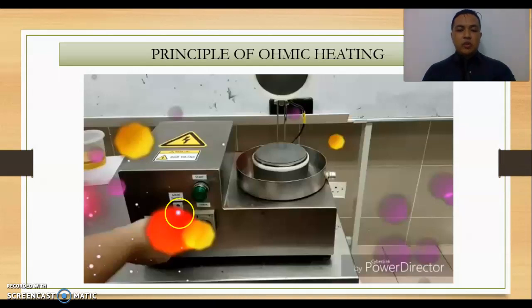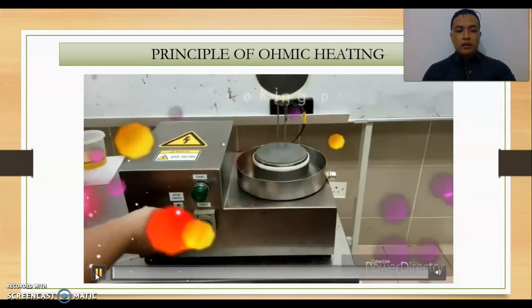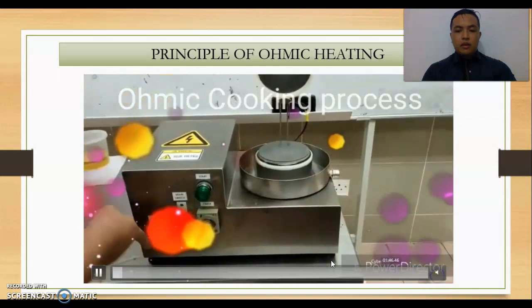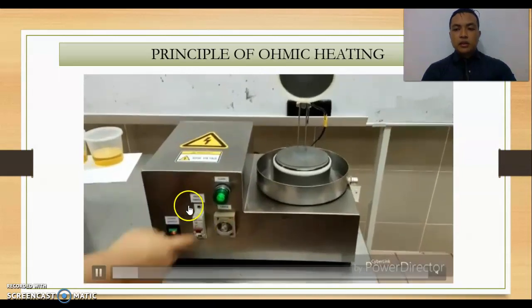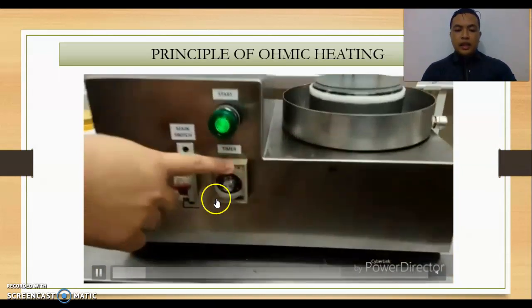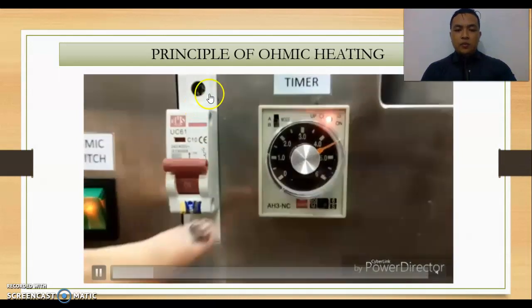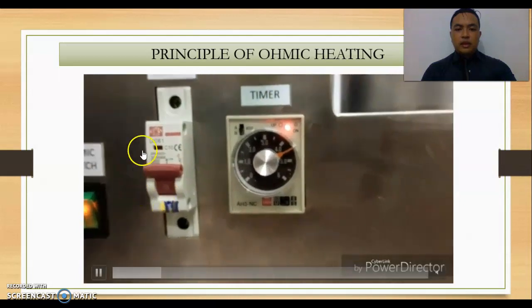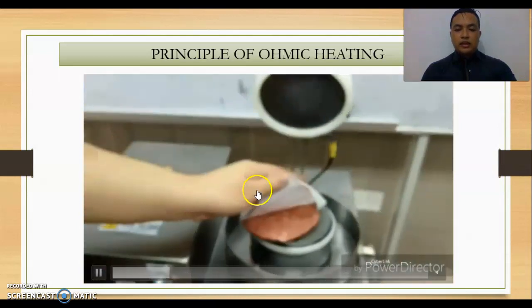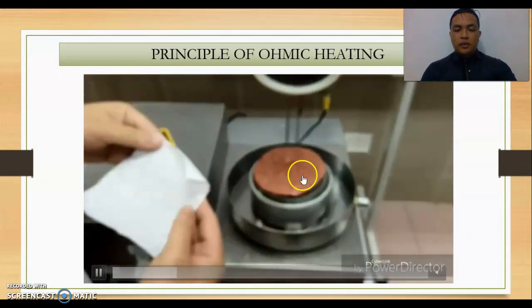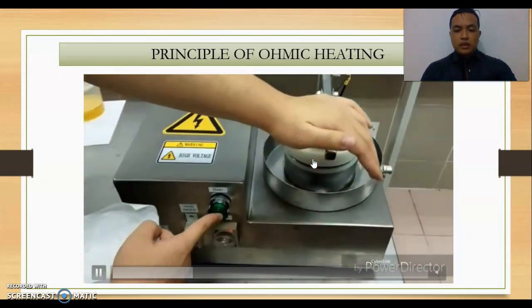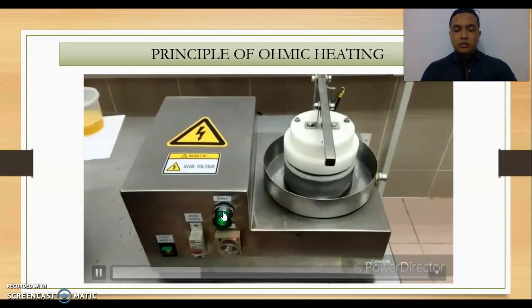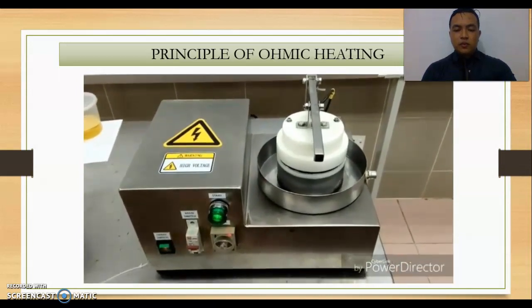So here is a video of the process of ohmic heating. Here is the control panel of the ohmic heating, and here is the timer, and the green one is the push start button, and here is the main switch, and this is the plate of the ohmic heating where we put our food product, and then we close the plate, and then we push the start button and let the food cook itself.